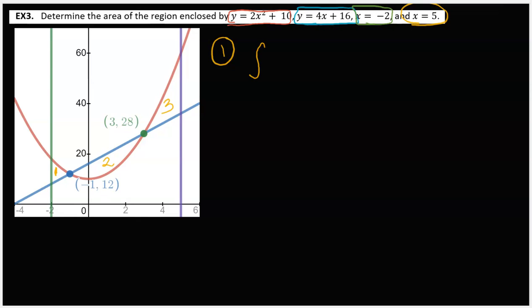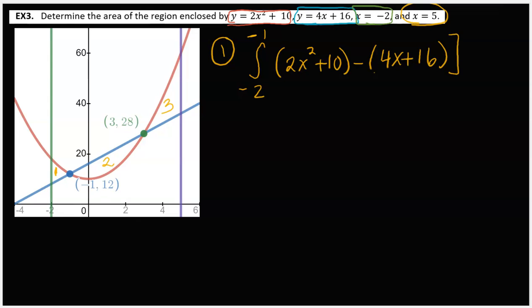So it would be the integral from -2 to -1. I went ahead and used decimals to find the intersection there. The height of my rectangle would be 2x squared plus 10 minus 4x plus 16, and we are integrating that with respect to x. I'm going to leave it to you to simplify and clean that up.